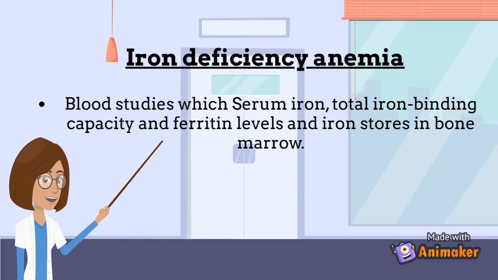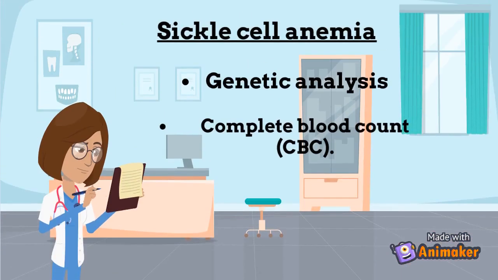The next type of anemia is iron deficiency anemia. The investigations include blood studies, which check serum iron, total iron binding capacity and ferritin levels, and iron stores in bone marrow.